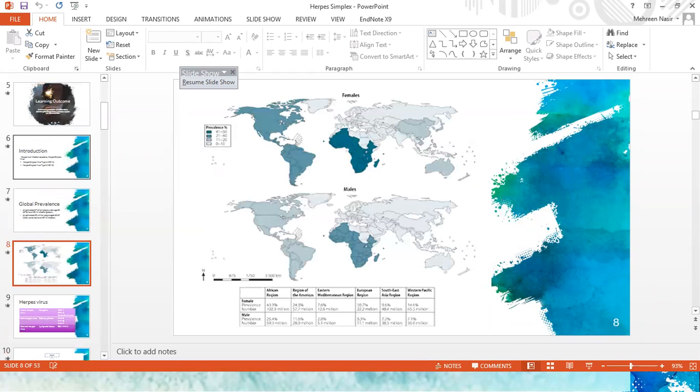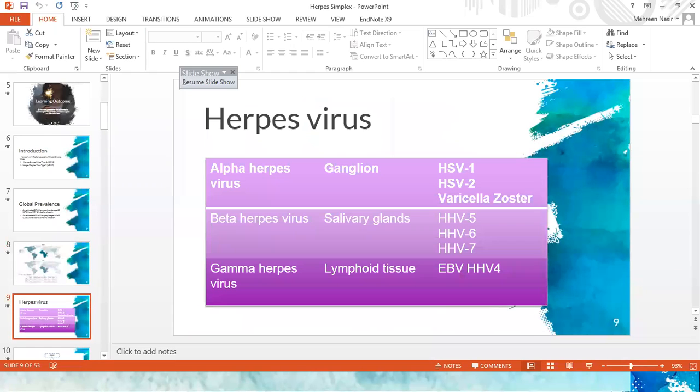This is an area map showing the global prevalence of herpes simplex virus infection. In the top, the area map is showing the prevalence of females. The highest prevalence is in Africa and region of Americas. And in the lower area map, it's showing the prevalence of males. And again, the highest prevalence is in the region of Africa and the region of Americas.